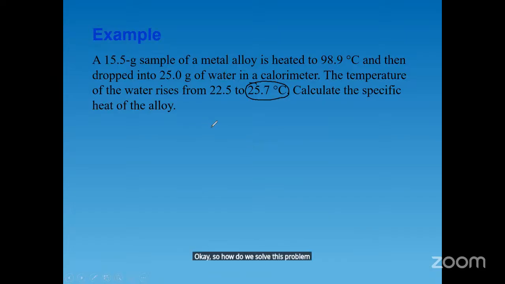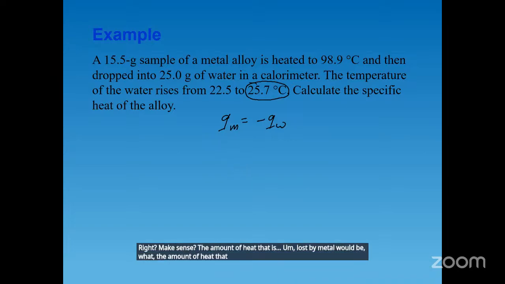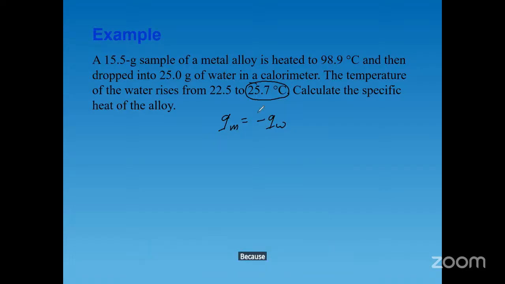The first thing I'm going to write down here in an effort to solve this problem is this equation right here. The heat change of the metal will be equal to minus the heat change of the water, right? Make sense? The amount of heat that is lost by the metal will be equal to the amount of heat that is gained by the water, right? And that's the reason why we have this negative sign here, because the metal is losing heat, so Q is going to be negative for the metal, and the water is gaining heat, so Q is going to be positive. So that's the relationship between those two terms.